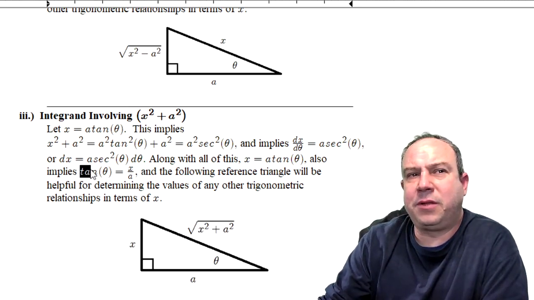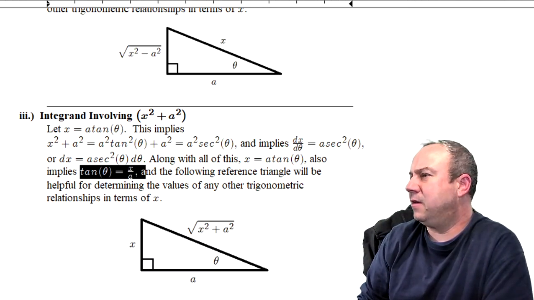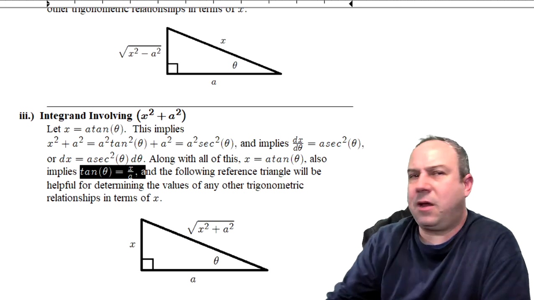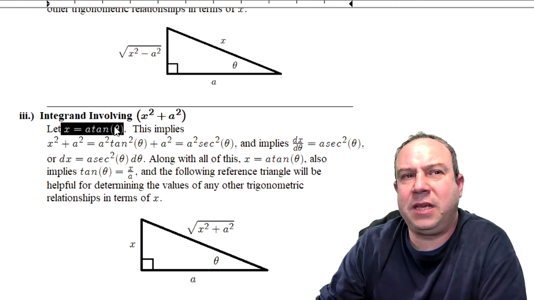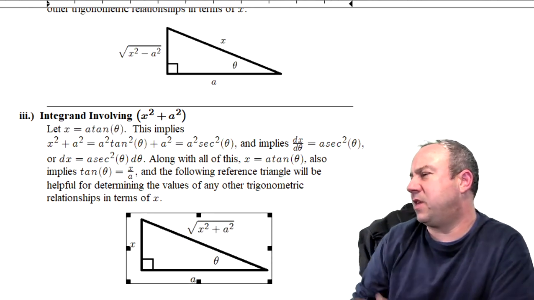All of this is kind of built on the understanding that the tangent of theta is going to be equal to x over a, which really implies naturally then that x would be equal to a tangent of theta, which gives me this convenient form to be able to sub out with.